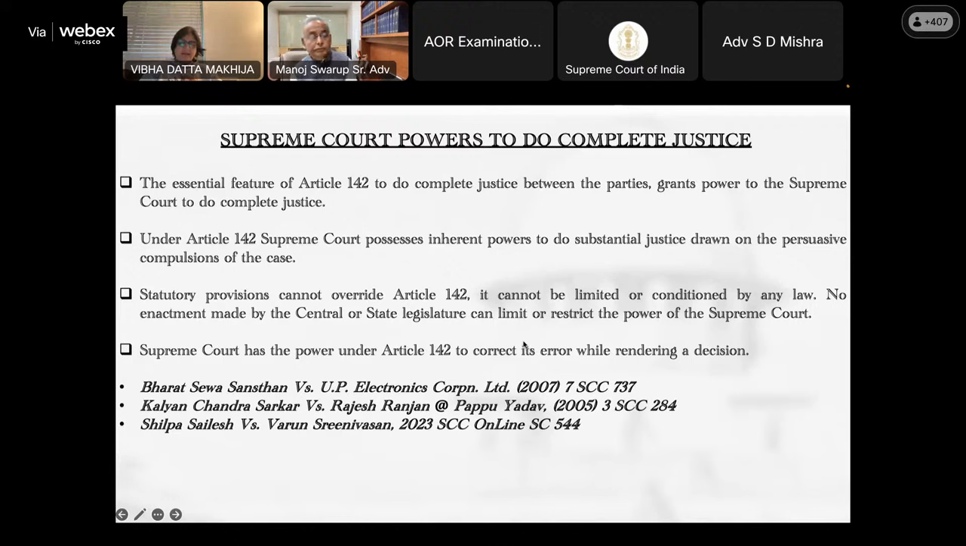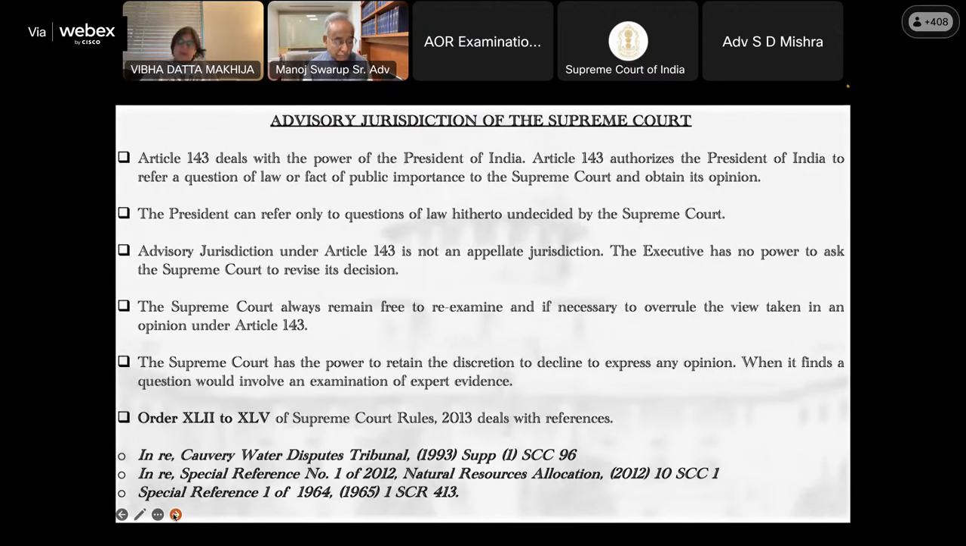Then is the advisory jurisdiction of the Supreme Court. The president can, at any point of time, invoke the jurisdiction of the Supreme Court to get advice on how a particular constitutional provision is required to be interpreted. And there are a large number of constitutional situations that arise. So the president has the power to refer those issues.